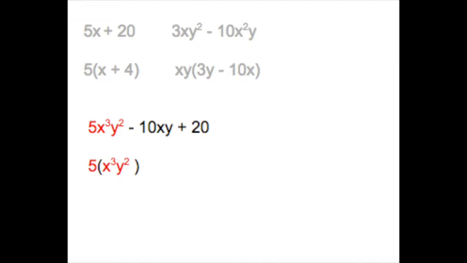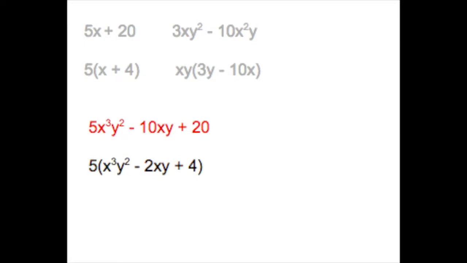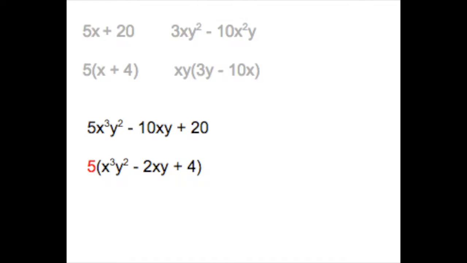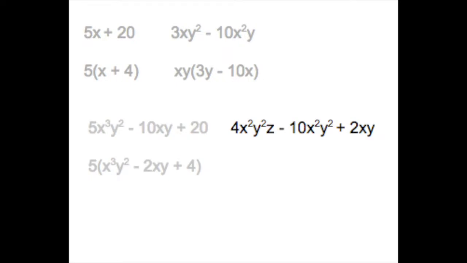We know that 5 times x to the third y squared would be 5x to the third y squared. 5 times negative 2xy would be negative 10xy. And 5 times positive 4 would be positive 20. So when we factor this polynomial, our factors are 5 and x to the third y squared minus 2xy plus 4. Let's look at one final example.